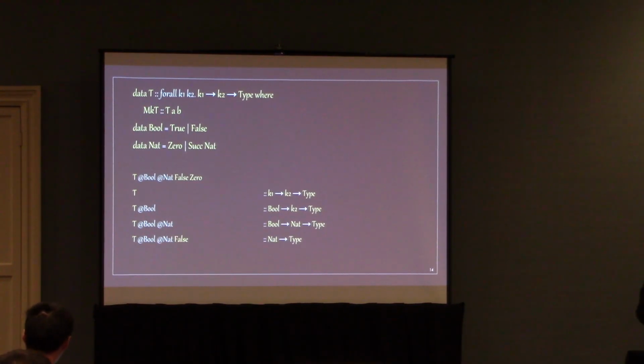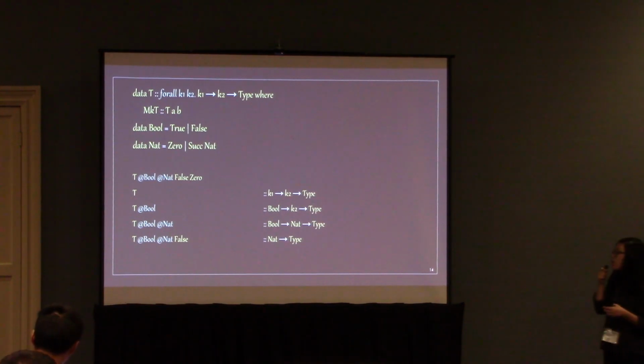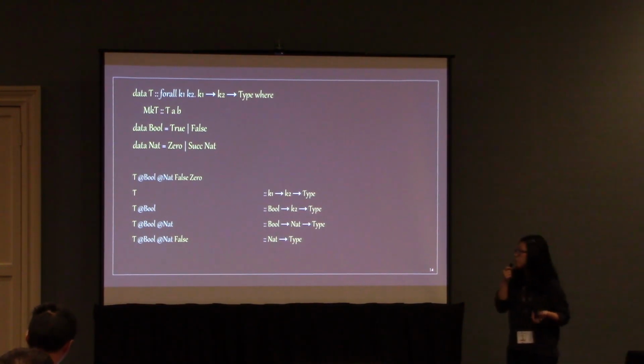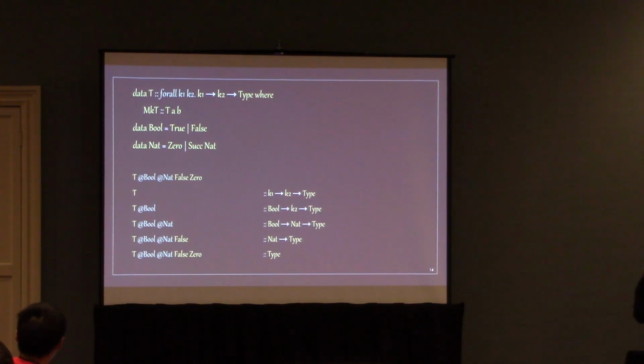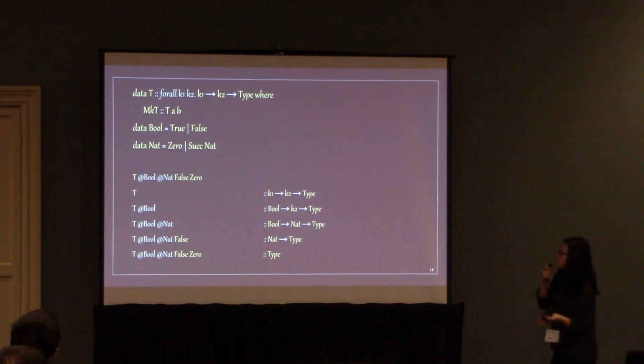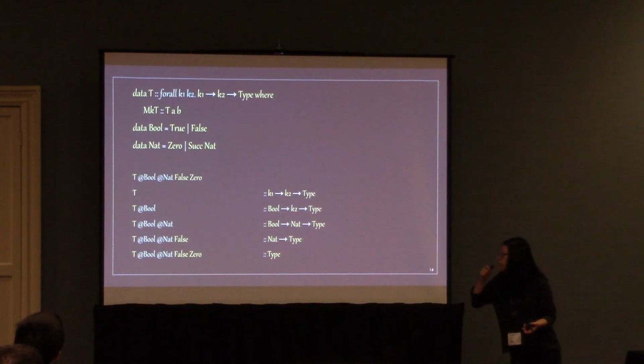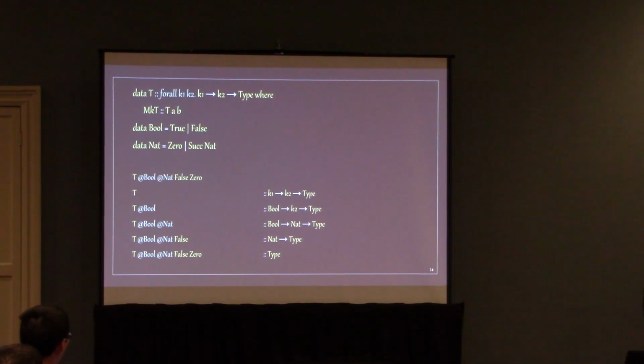And now if I supply False, it will go and check, oh, False is actually indeed of kind Bool, so that's only a Nat to type. Now if I supply it with 0, it's a complete type. Yeah, everything is type checked and all. So that's all.